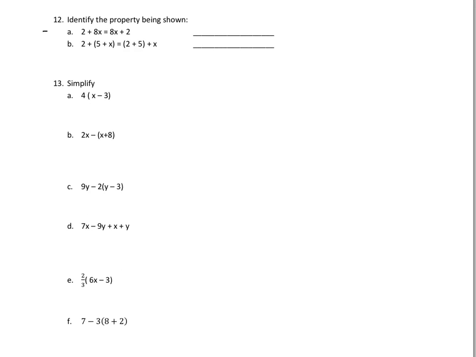If we look at A, we have 2 plus 8x equals 8x plus 2. Now, the order has changed, and remember, when the order has changed, that is the commutative. The commutative property is illustrated there.